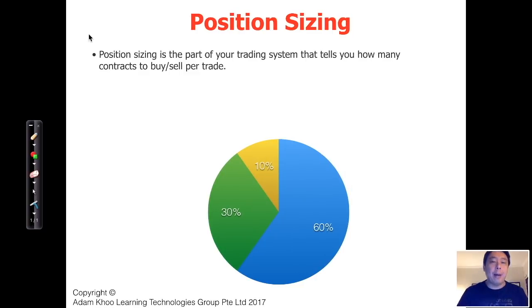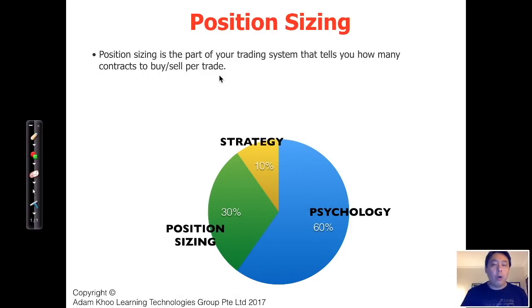Position sizing is the part of your trading system that tells you exactly how many contracts to buy or sell. Now, a trading system doesn't just take into account the entry rules and the exit rules. Some people may say, okay, I know exactly when to enter and when to exit, but if you don't size your position in a calculated way, it will not lead to a positive expectancy at the end of your trading journey. So recall that to be a successful trader, there are 3 things to take into account.